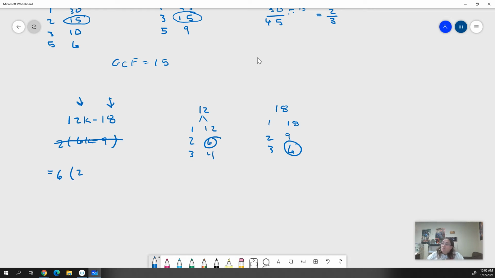12 divided by 6 is 2. K doesn't get touched because we didn't do anything to it. 18 divided by 6 is 3. And now we've reduced it. We've factored it to its simplest form.